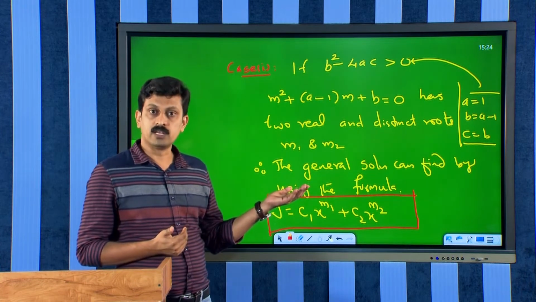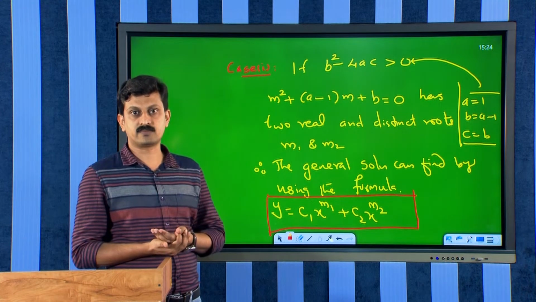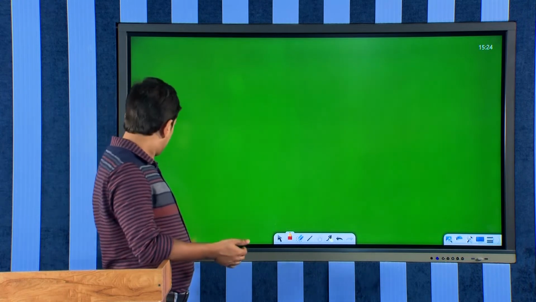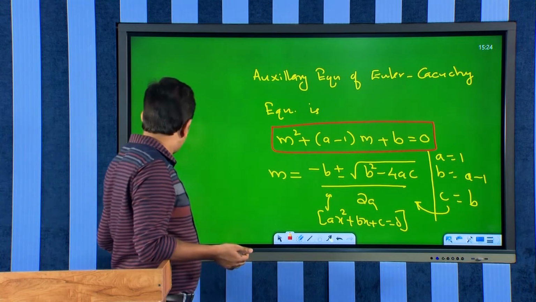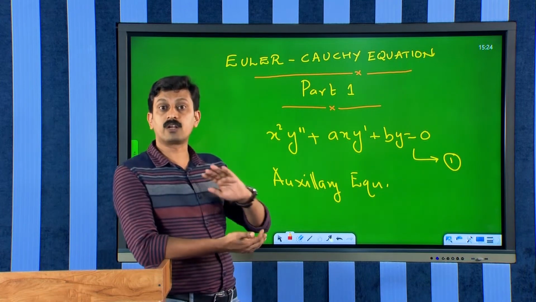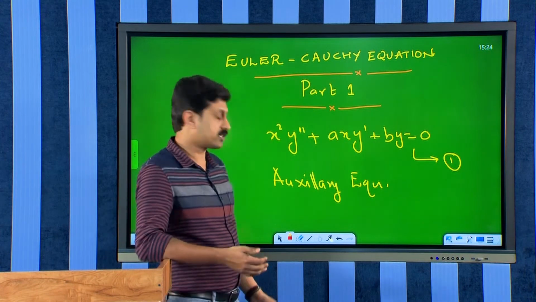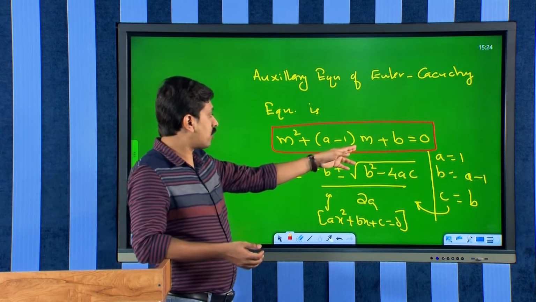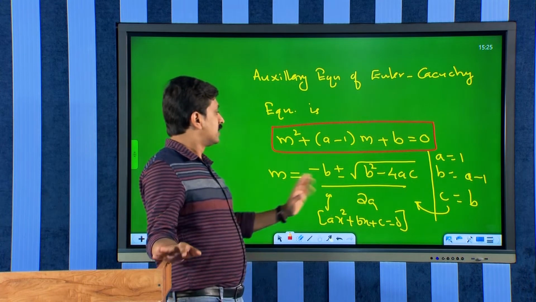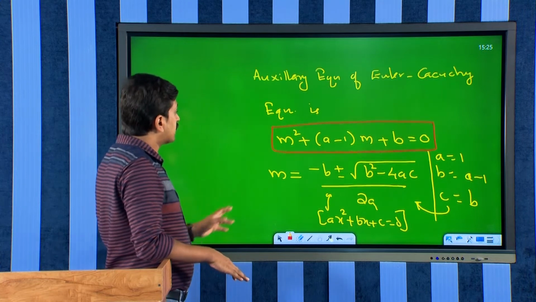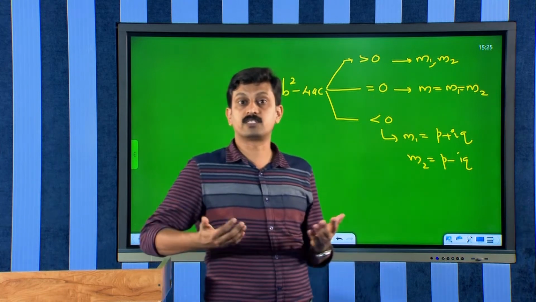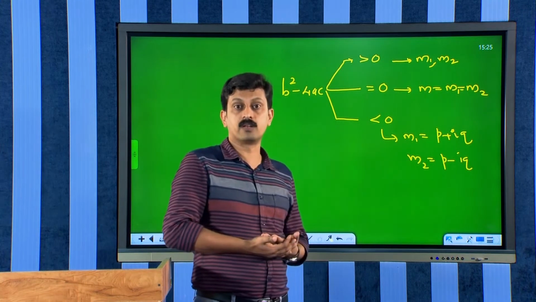See, now we found that if your equation is of the form x square y double dash plus a x y dash plus b y is equal to 0, such second order differential equations are called Euler Cauchy equations. Then definitely their auxiliary equation is m square plus a minus 1 into m plus b is equal to 0, and as that is a quadratic equation, while solving it we have three choices based on the values of the discriminant b square minus 4ac.